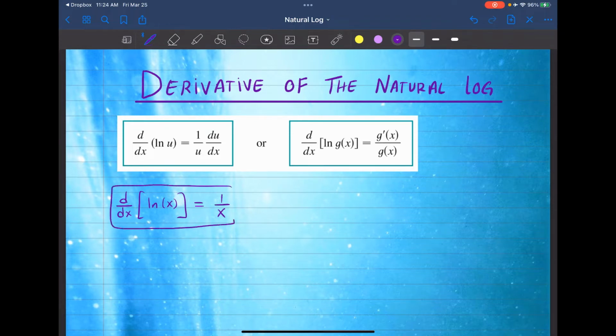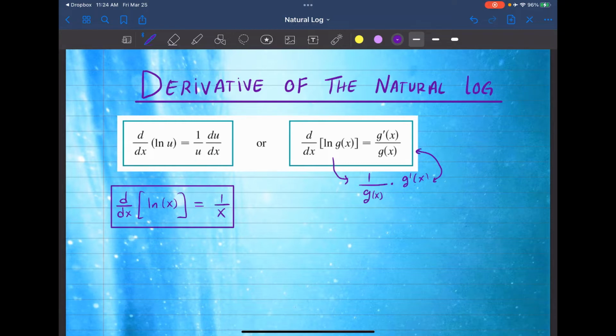Now, if you have ln of a function other than x, for example, g of x, it could be x squared plus 2 or any function but x, you'll have to multiply by the derivative of the inside. If you were to rewrite this using the previous formula, it's 1 over g of x, because that's the derivative of ln of a function, times the derivative of that function inside. So that's what we have written up here, g prime of x over g of x.